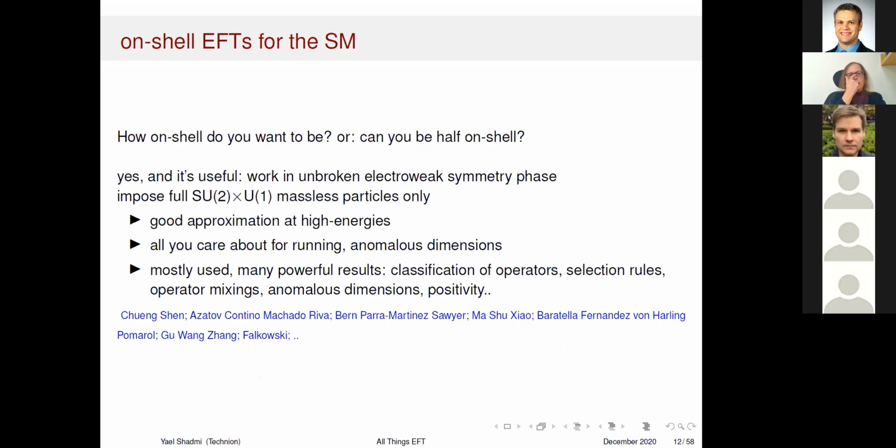Okay, so the question really is, at this point, how on-shell do you want to be? Do you want to go fully on-shell, or can you be half on-shell? And in this case, you can be half on-shell, and it's very useful. You can work in the unbroken electroweak symmetry phase and impose the full SU(2) times U(1) symmetry. So in that case, you're doing on-shell computations in the unbroken theory with massless particles only. And this is, of course, a good approximation at high energies. And this is all you care about for running, for computing anomalous dimensions, and so on and so forth. So that's the approach that's been mostly used and has yielded many, many powerful results, including classification of operators, selection rules, operator mixings, anomalous dimensions, positivity, and I'm only mentioning some of the relevant papers here.